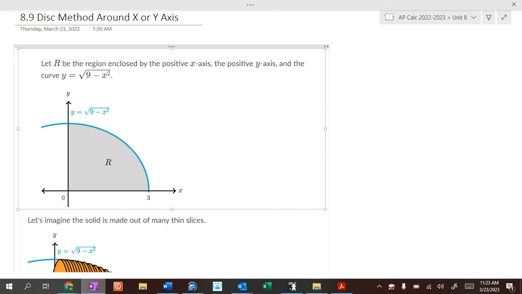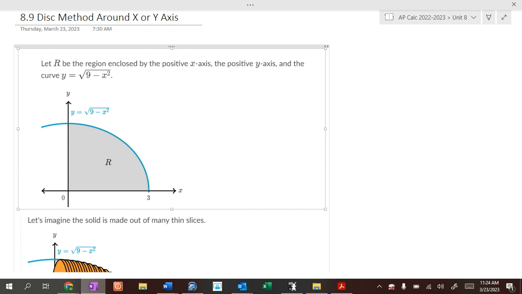Revolutions around an axis. This is what happens. Take this and revolve it 360 degrees around the x-axis here. If we revolve it around 360 degrees, we make a solid semicircle type thing. That's like a hemisphere. You rotate it all the way around, it's basically half of a sphere.